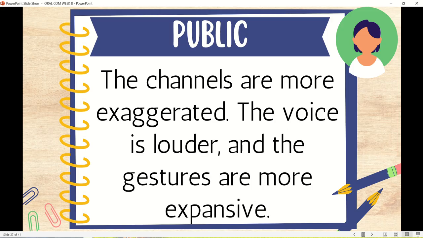The channels are more exaggerated. The voice is louder and the gestures are more expansive. In other words, in communicating in public communication, you need to exert greater effort when it comes to your voice by speaking louder, with greater volume, and then you have more gestures since you need to deliver your message effectively in front of a large number of people.